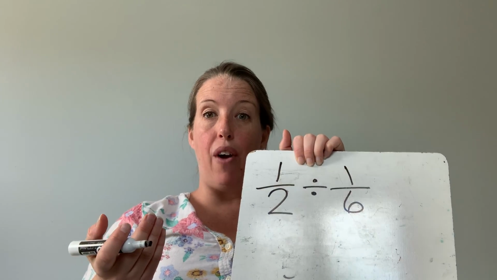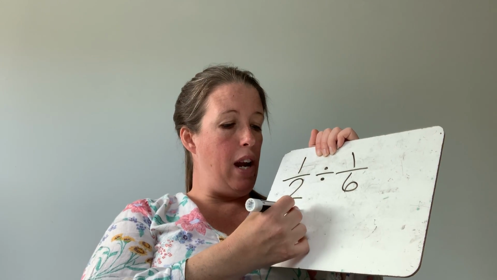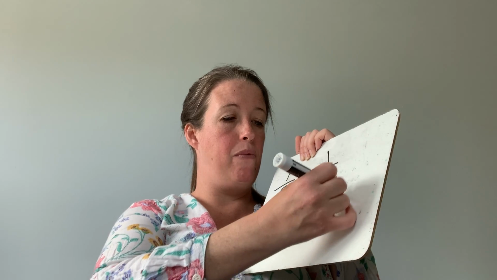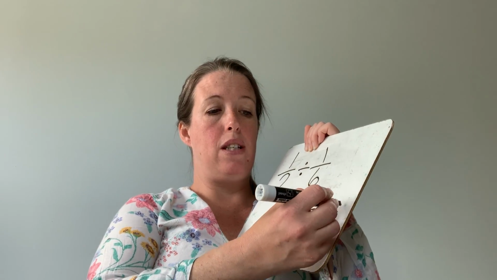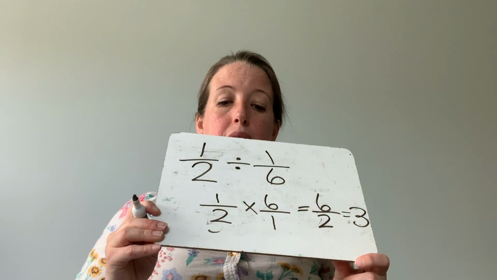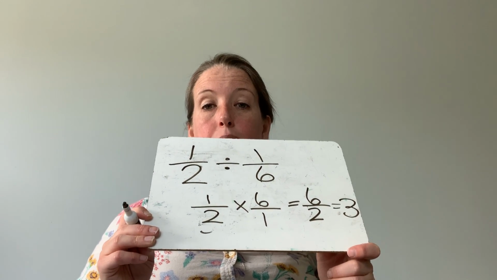Here, they're already both fractions, so I don't have to change anything by giving it a new denominator. And now I'm going to use the inverse. Keep, change, flip. Gives me 6/2, which is the same as 3. So I will have 3 pieces that are 1/6 yards long.